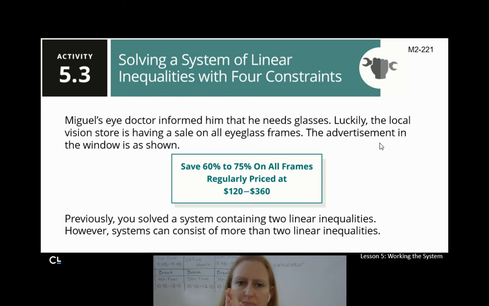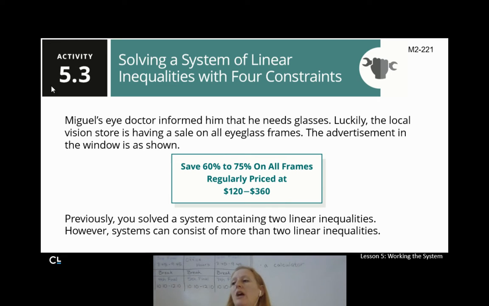That's okay. So I have a situation here, Miguel. Miguel's eye doctor informed him that he needs glasses. Now, luckily, the local vision store is having a sale on all eyeglass frames. And the advertisement in the window is as shown. You can see your lovely little ad here. Save 60% to 75% on all frames, regularly priced at $120 to $360.